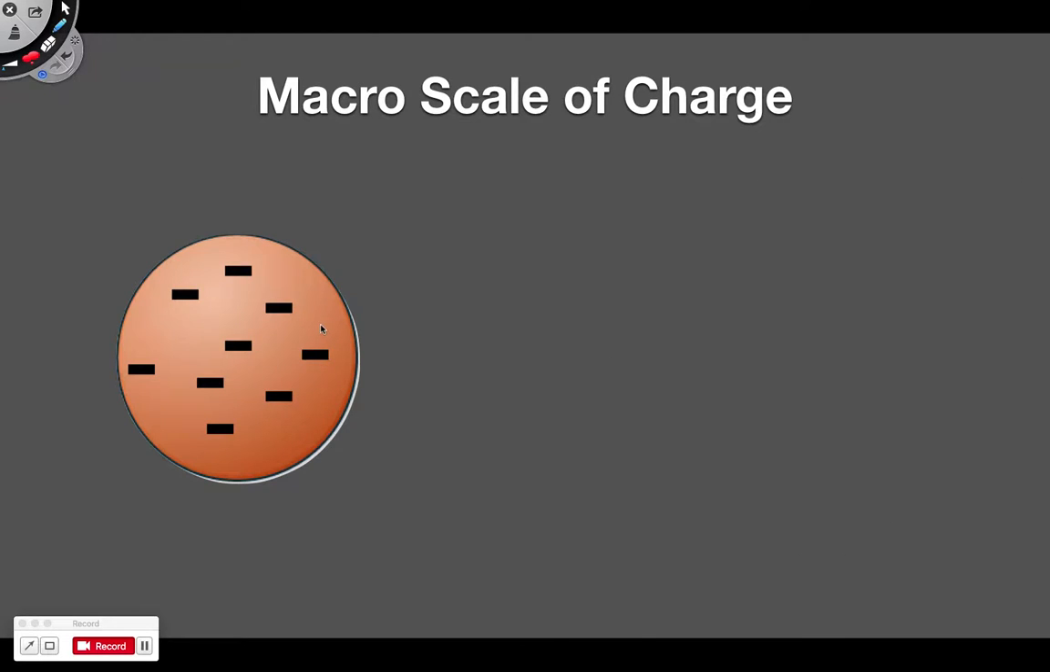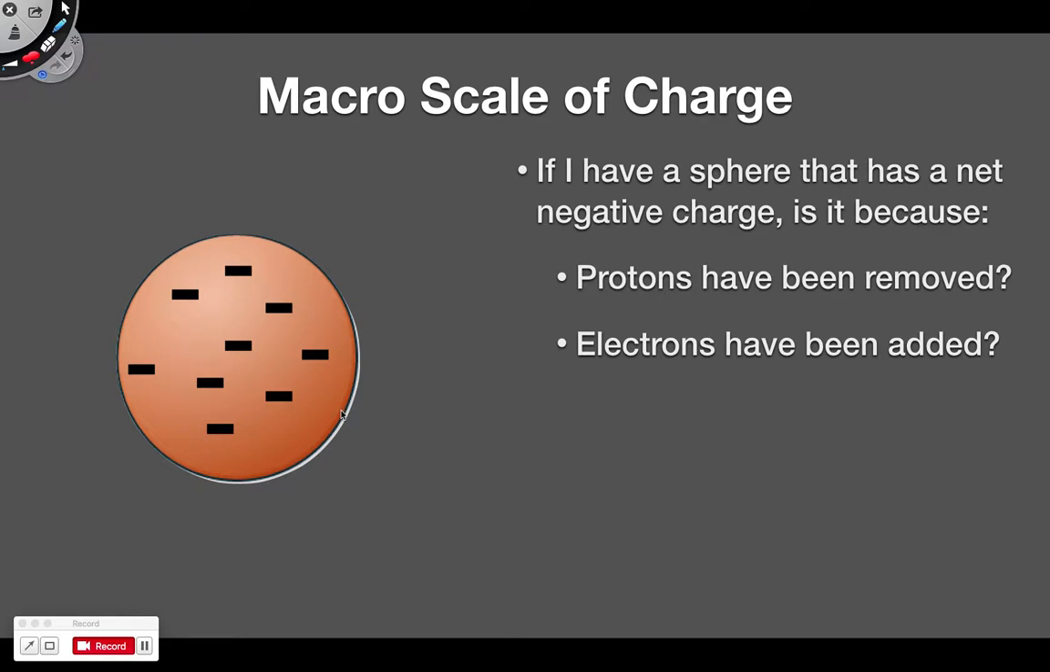All right, so the question is, if I have a negatively charged object, some ball or some sphere, hollow or not, we know there's an imbalance between protons and electrons, but is it negative because protons have been taken away? Or is it negative because electrons have been added? It should be obvious at this point that electrons have been added. Because adding and subtracting electrons is no big deal. But protons, whew, that is a tough, tough thing.